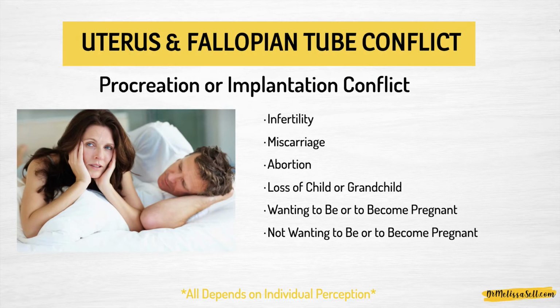So what is the conflict? What is the thing that's going to catch a person off guard that's going to affect either the uterus or fallopian tubes? This first variety is a procreation or an implantation conflict. Issues of infertility, a miscarriage, abortion, loss of a child or a grandchild. If you want to be pregnant or you want to become pregnant desperately, or you're really not wanting to be pregnant or to become pregnant, these all can constitute a procreation or implantation conflict.